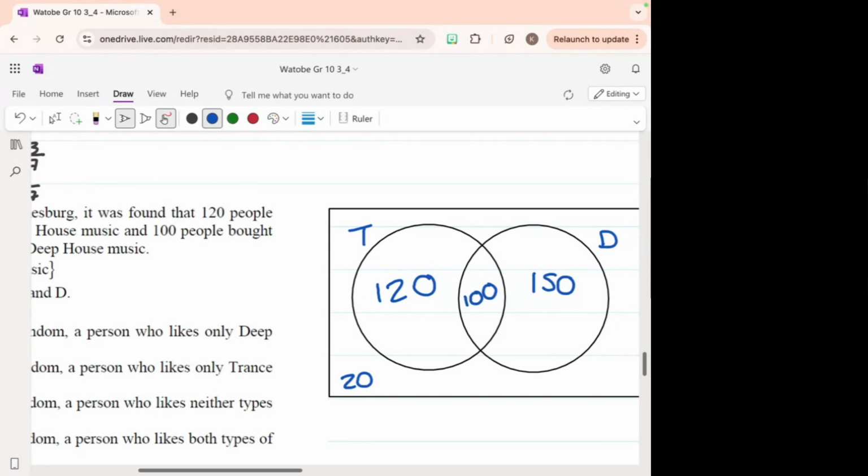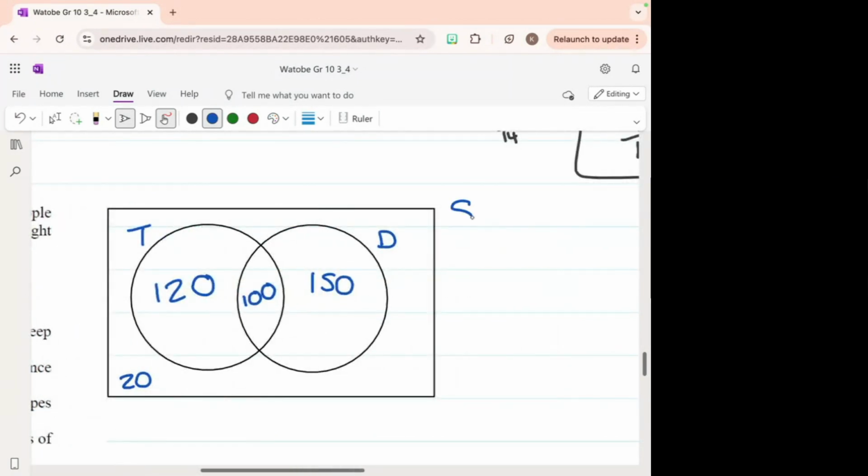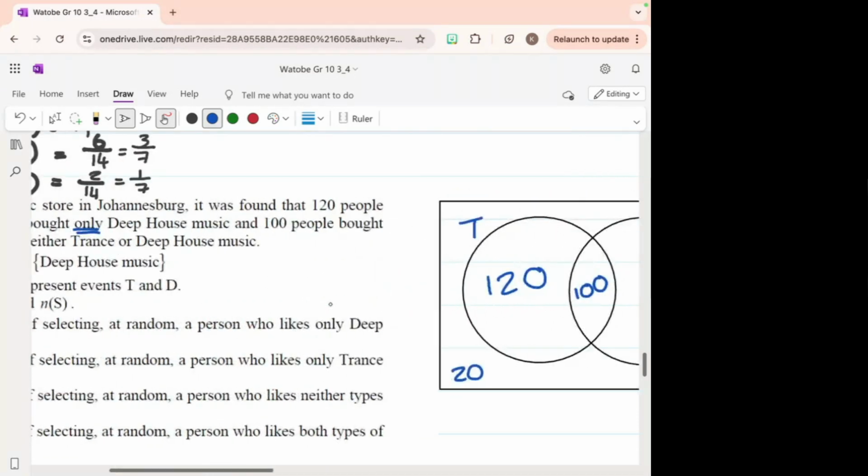Okay. So if I add up my total sample size, 120 plus 100 gives me 220, plus 150 gives me 370, plus the 20, do you all agree it comes to 390 people that they surveyed? Awesome. Let's go look at my questions.